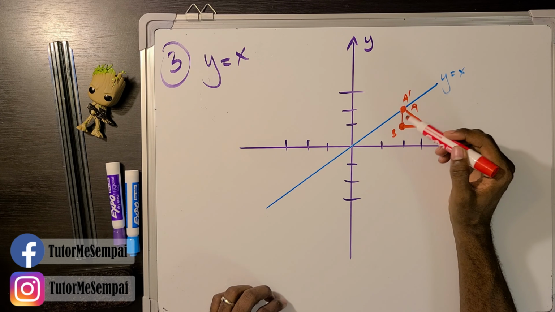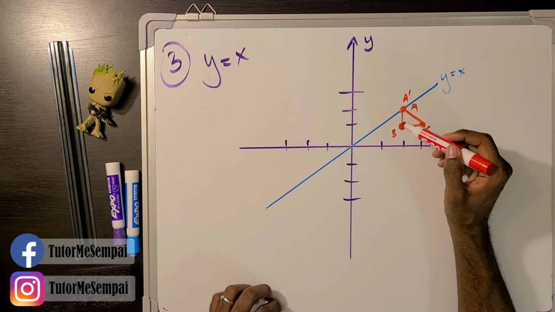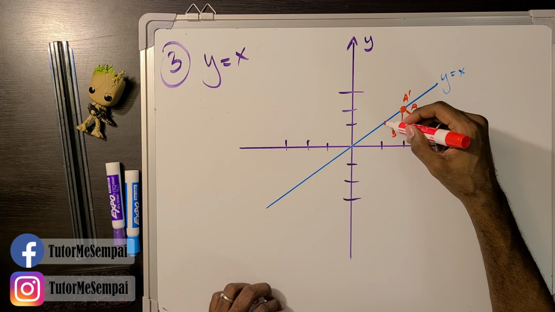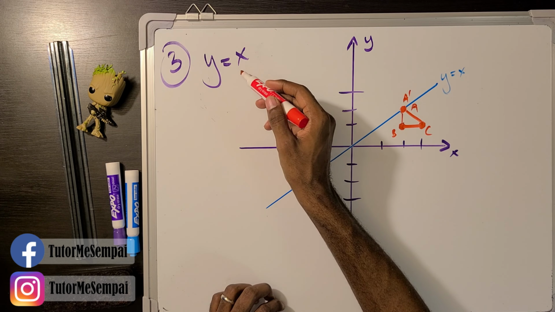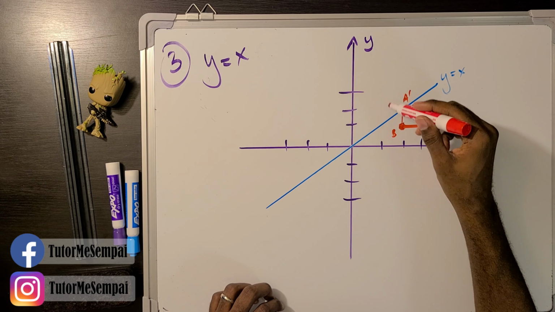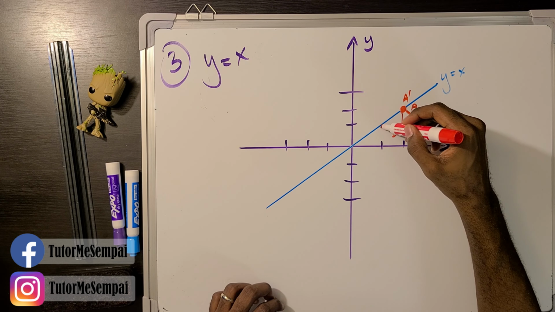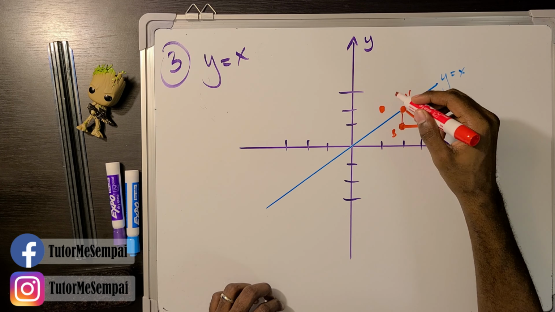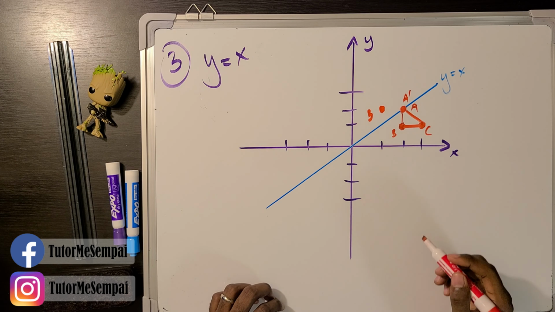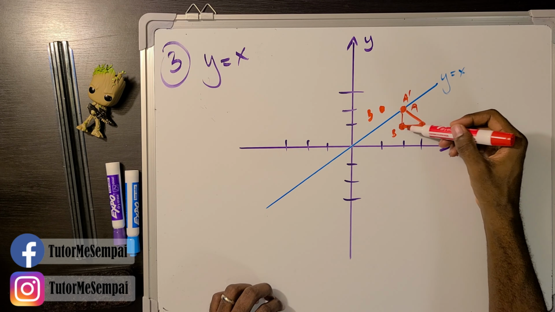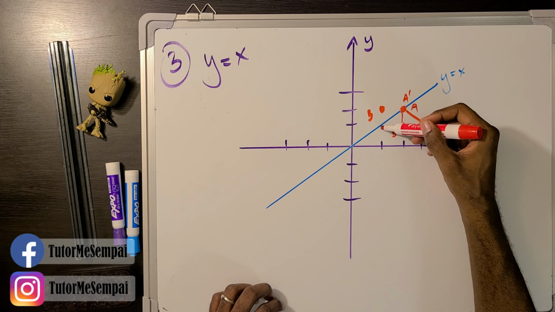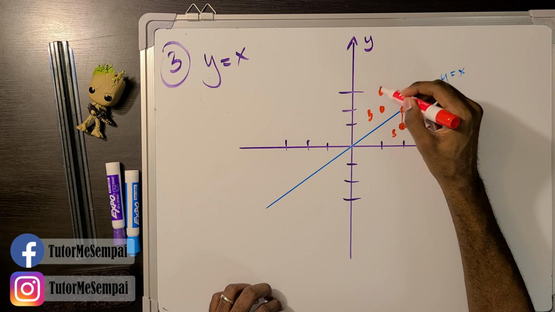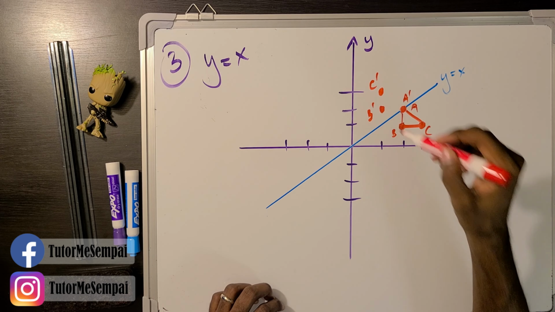So let's move on to B. How far is B from this line? B is going to be 1 away, so it's going to go up because this is y equals x. We're going to be moving up, so this is going to be 1, 1. This is B. And how about C? C is 1, 2. So we're going to go up 1, 2. This is C prime, and that was B prime.